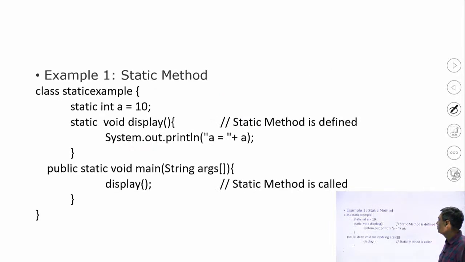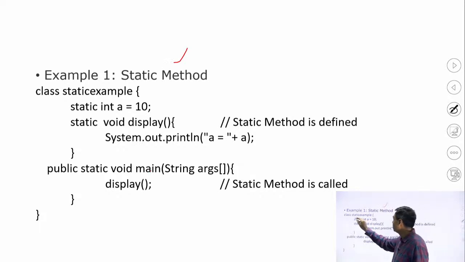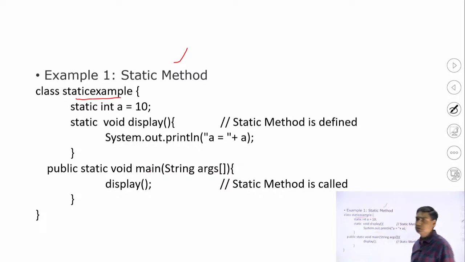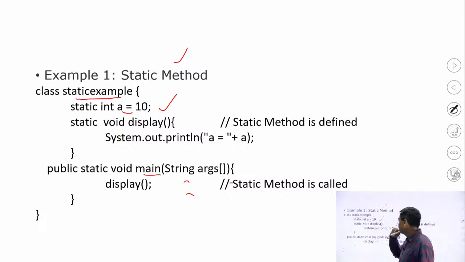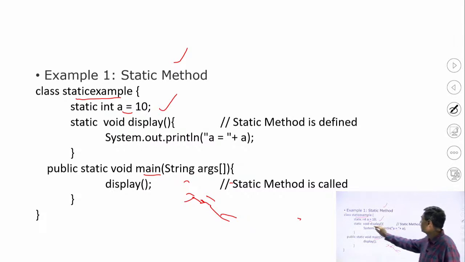Let us see an example. It is a static method. We have a class StaticExample. Then int i equal to 0, a static variable, is defined here. Then one method within this class is display, and the main method is defined. So you can see, it is a static method.